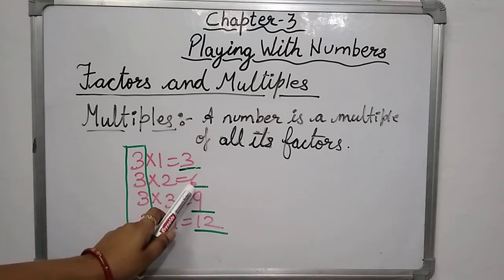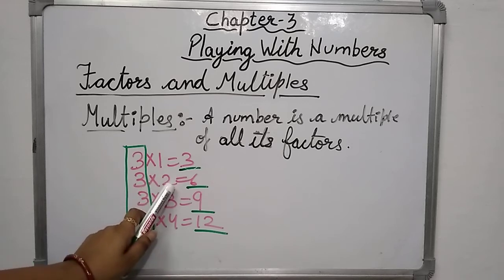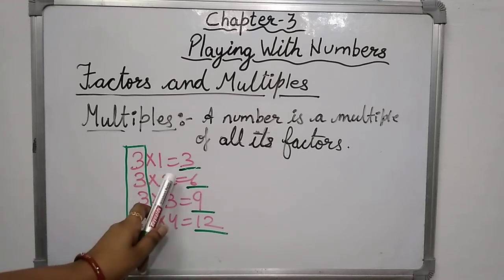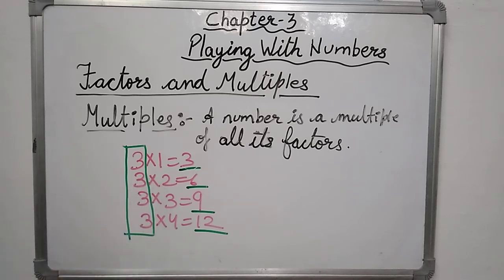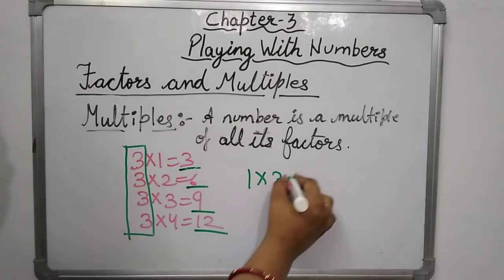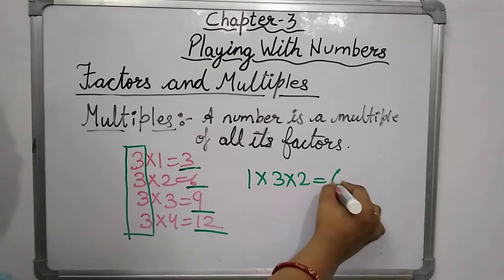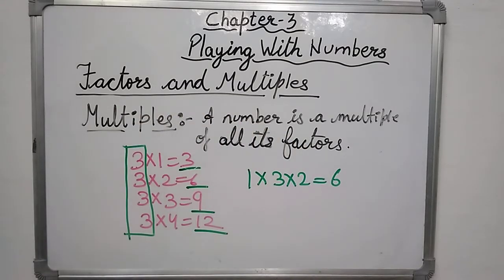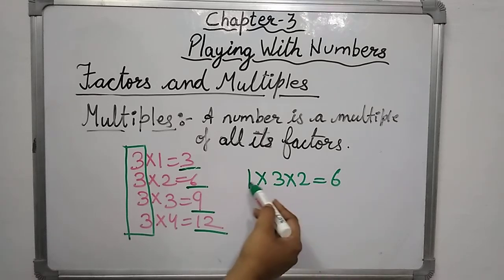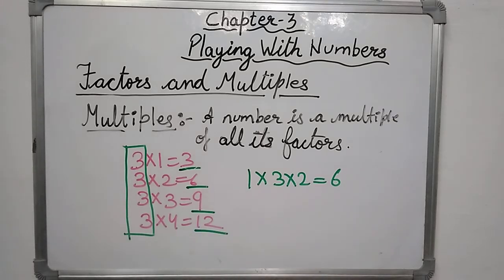Let's understand for 6 also. Factors of 6 are 3 and 2. And 6 is a multiple of all its factors. Now you will say 1 is also a factor of 6, so why is 1 not there? If we multiply 1 times 3 times 2, our answer is always 6. So this 6 is the multiple of all of its factors.